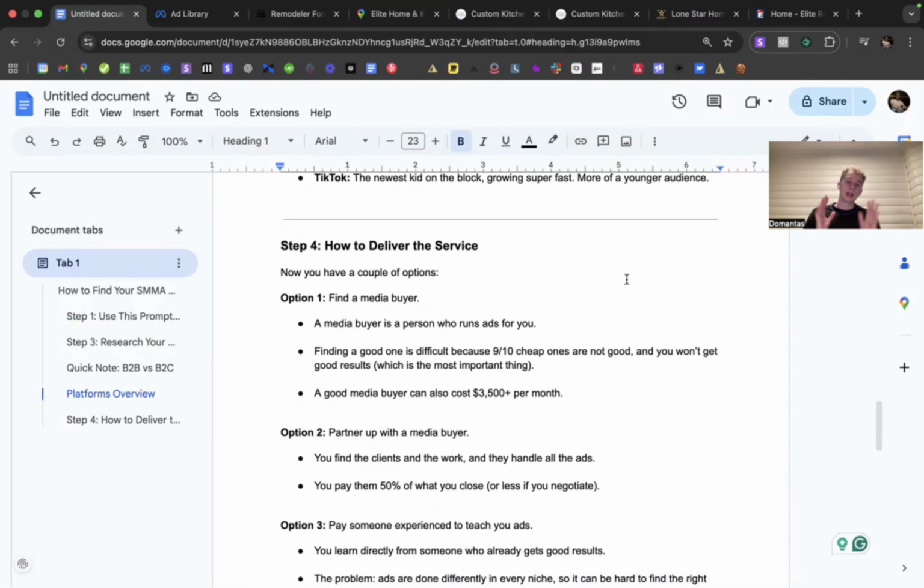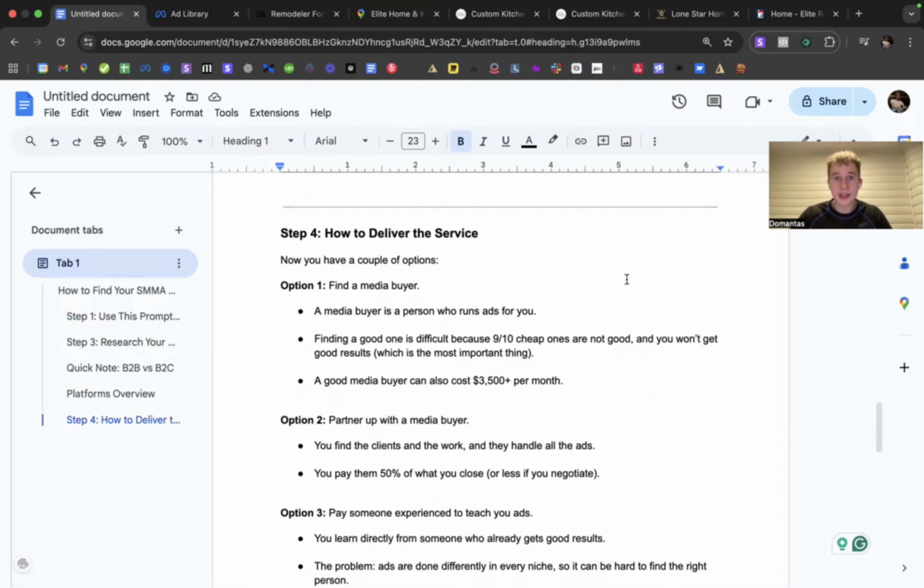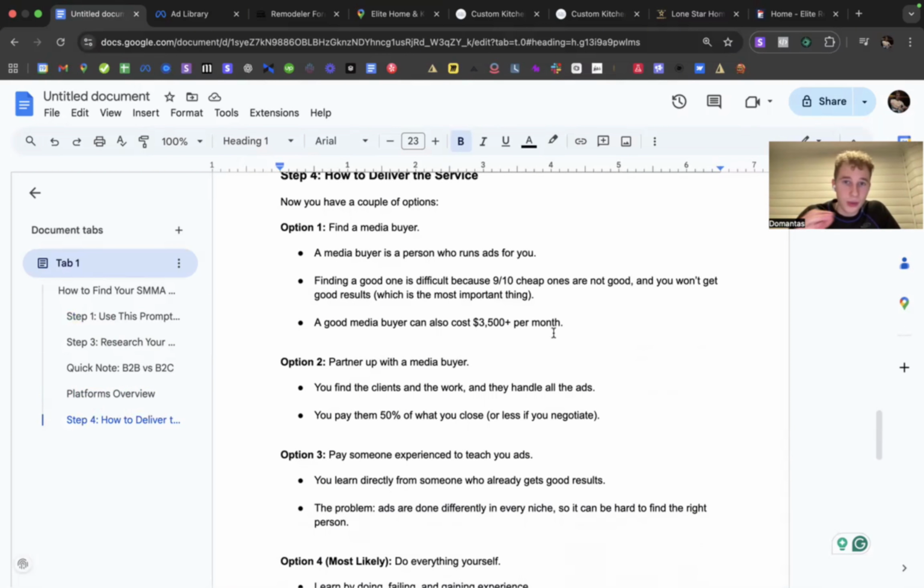So you have a couple of options, and option number 1 is to find a media buyer. A media buyer is a person who runs ads for you. Finding a good one is difficult because 9 times out of 10, cheap ones are not good, and you won't get good results, which is the most important thing in your whole agency. Now, a good media buyer can also cost you a lot of money, like 3,500 per month.